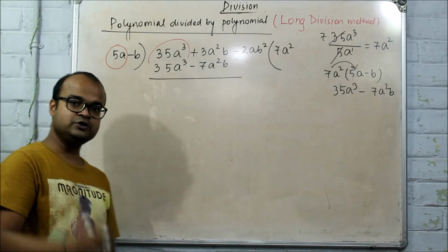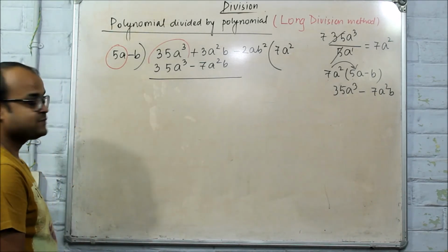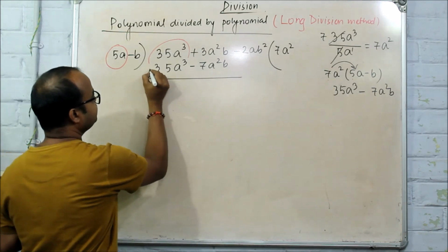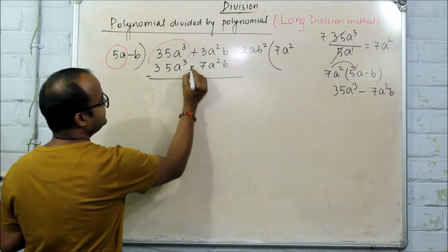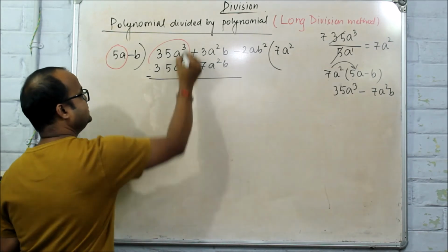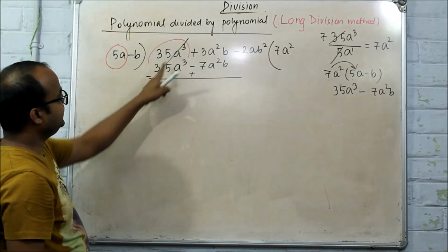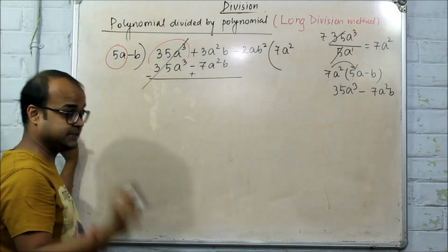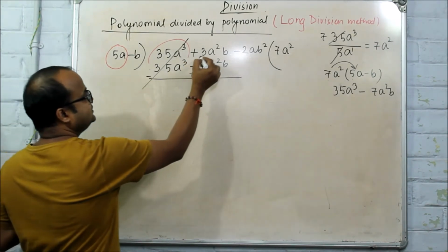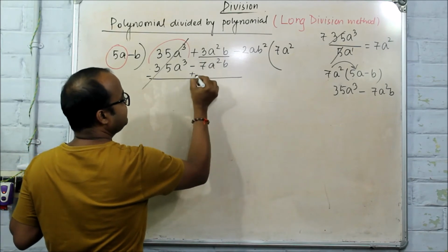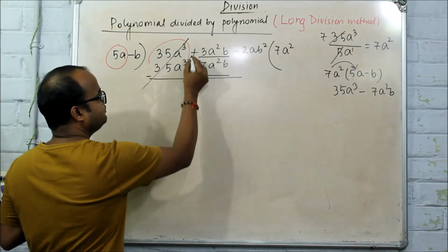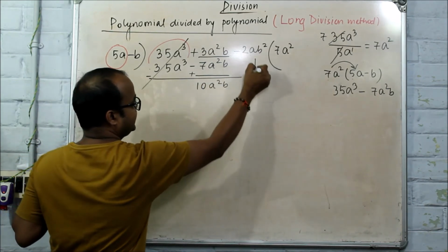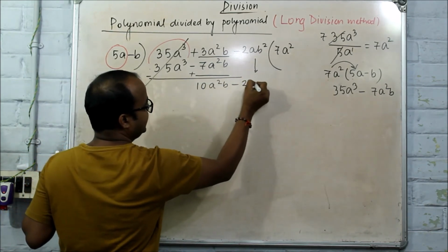I hope you are also doing with me. Now next we need to change the sign. So this will be plus, so it will become minus, this is minus, so it will become plus. 35a cube minus 35a cube, cancel. So our leading term is getting cancelled. 3a square b and 7a square b, like terms, plus sign, so 10a square b. Now we carry this term, minus 2ab square.